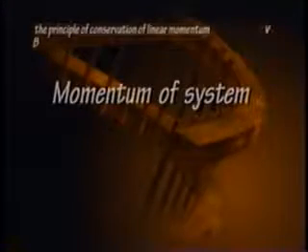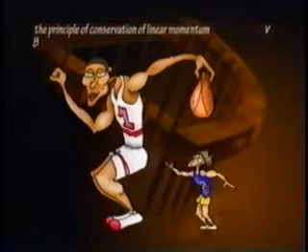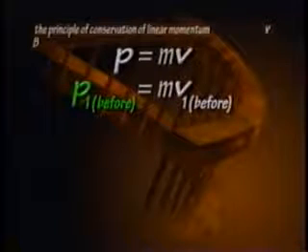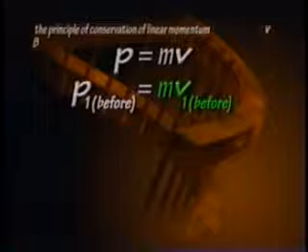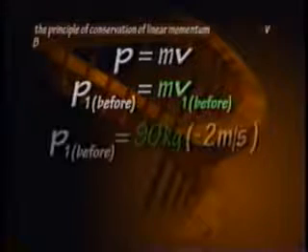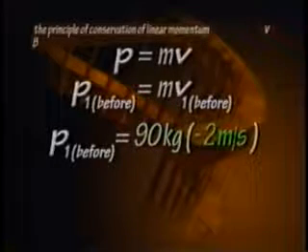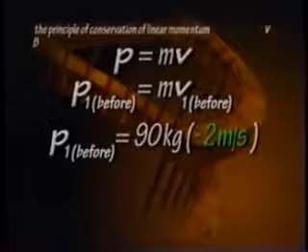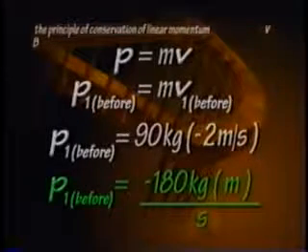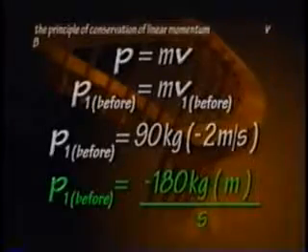First, we know that the momentum of the system is unchanged by the collision. Let's call the big player 1 and the smaller player 2. Since P equals mv, the momentum of the bigger player before the collision equals his mass times his velocity before the collision. So, P1 before equals mass, 90 kilograms, times V before, negative 2 meters per second, because the bigger player is moving away from the basket. And we get that P1 before equals negative 180 kilogram meters per second.